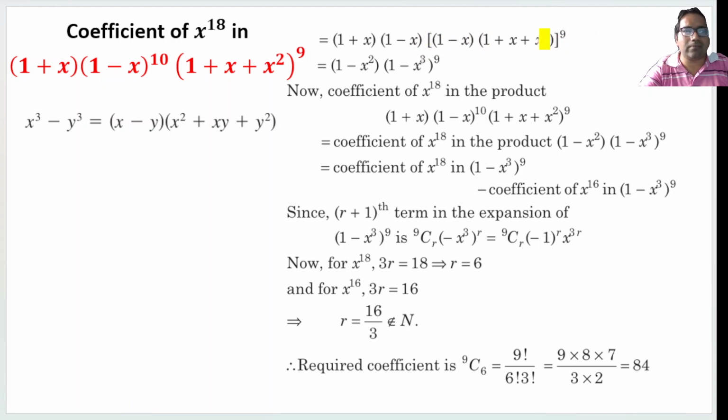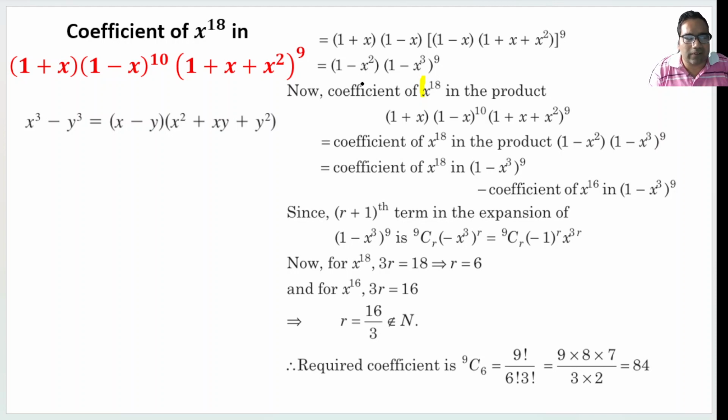Why are we doing this? Because we want to convert this into 1 cube minus x cube. So this entire part becomes (1 − x^3)^9. And what about these two terms? (1 + x)(1 − x) will become (1 − x^2). And we have (1 − x^3)^9.